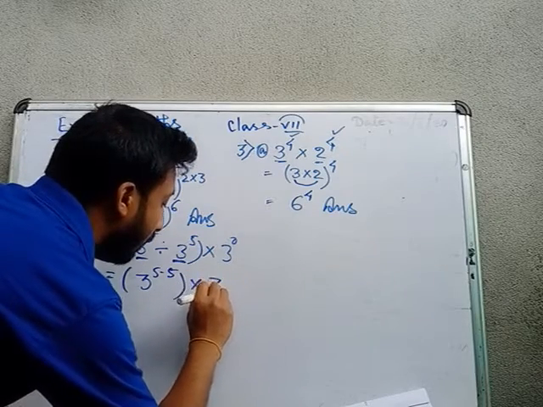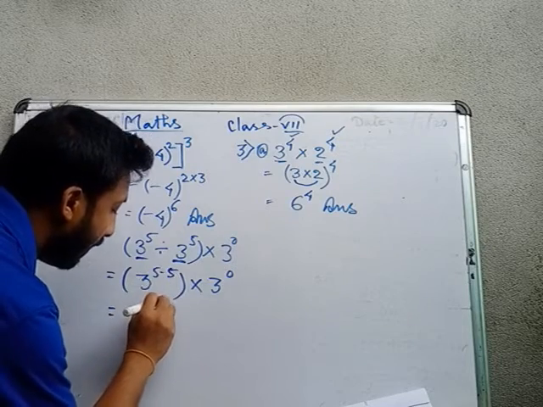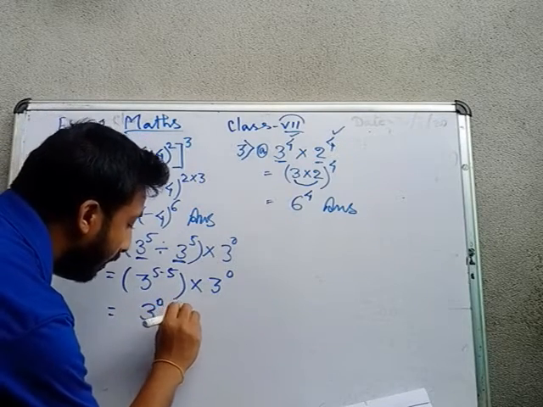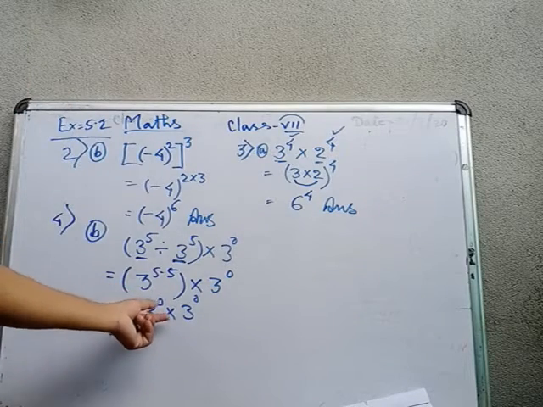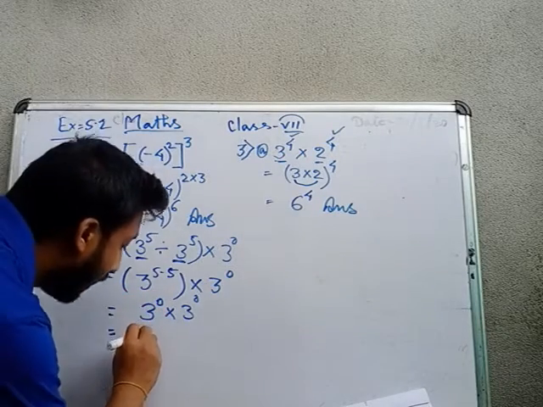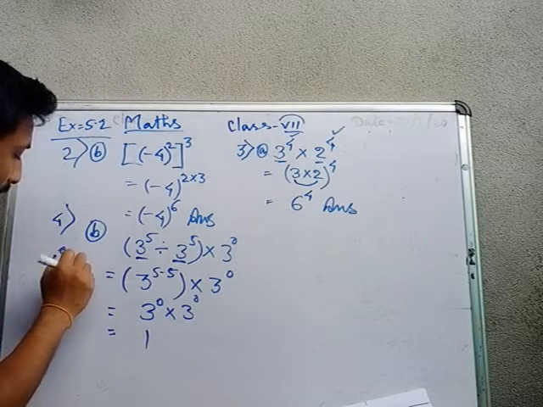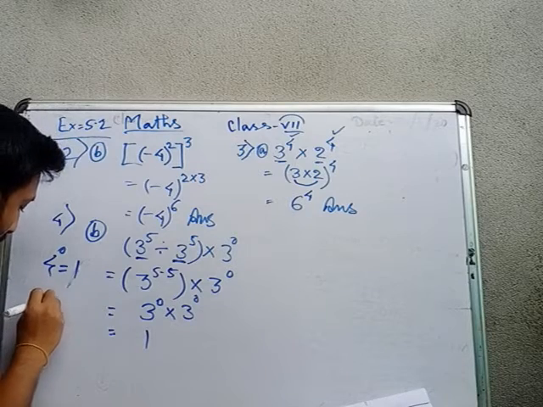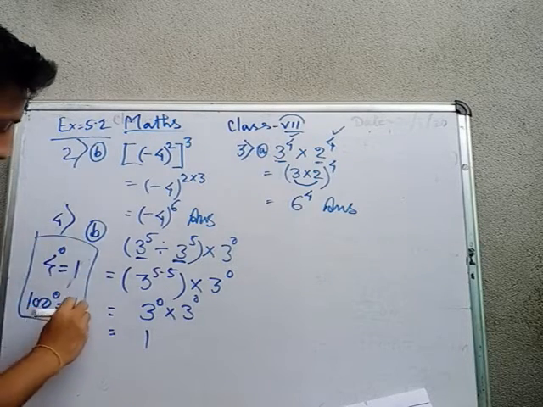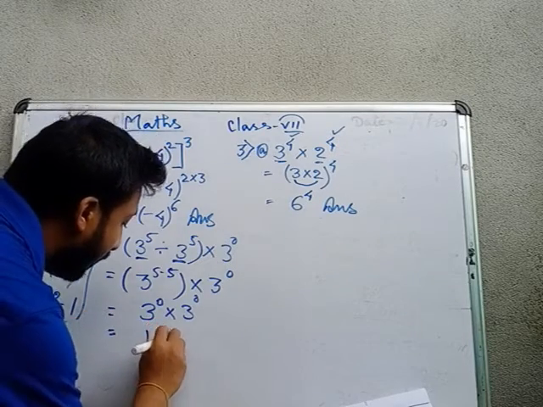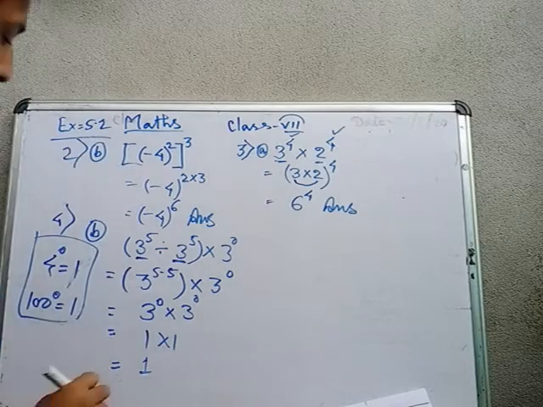After that, 3 to the power 5 minus 5, it will be 0, and 3 to the power 0. If the power of any number is 0, on that time it will be 1. Suppose it will be 4 to the power 0, also it will be 1. 100 to the power 0, it will be also the same 1. So 1 and 1, if 1 multiplied with 1, it will be the same 1. So this one is the answer.